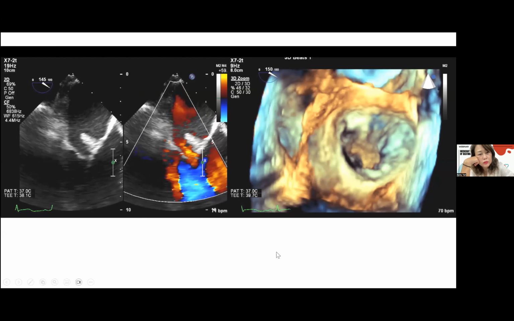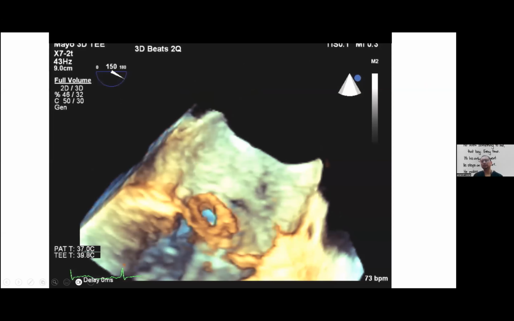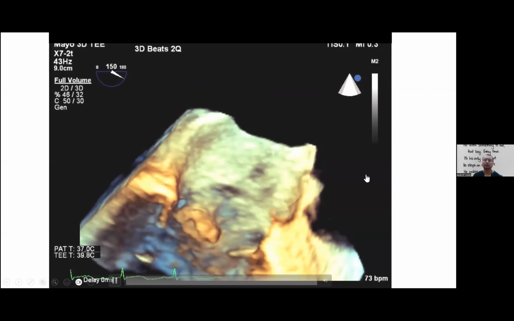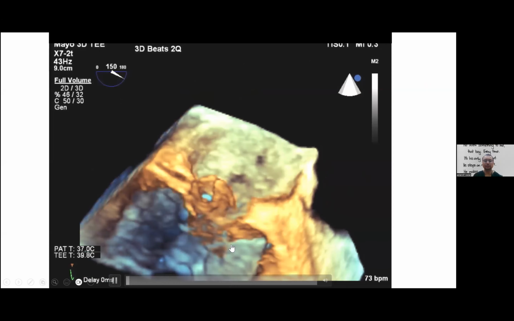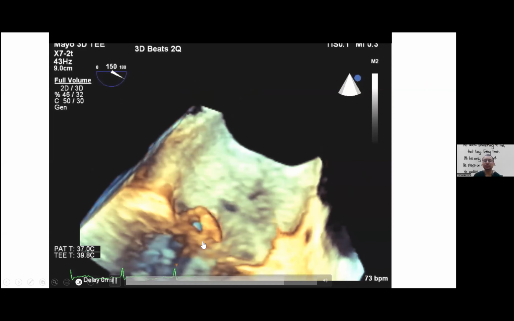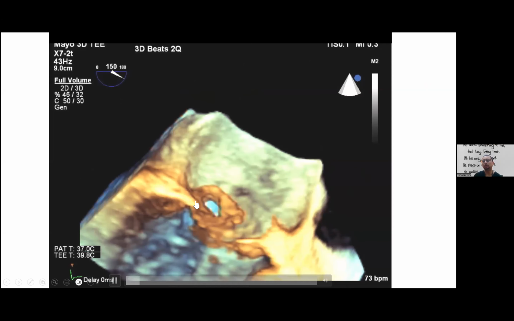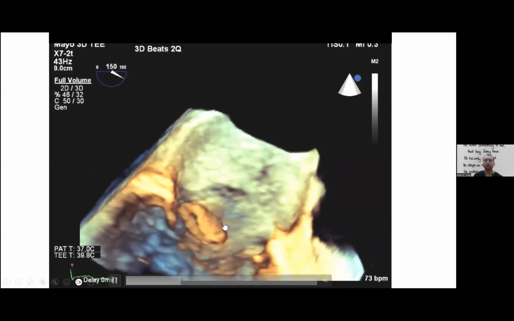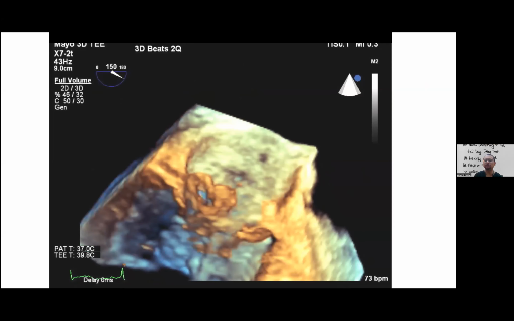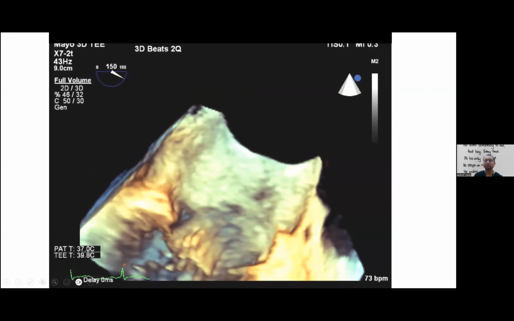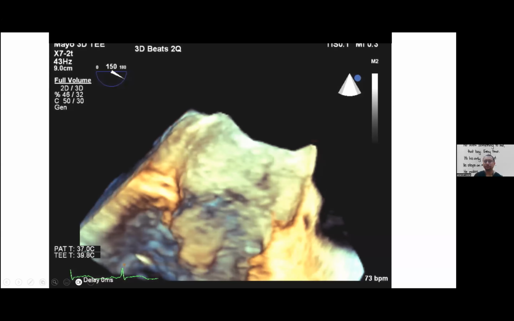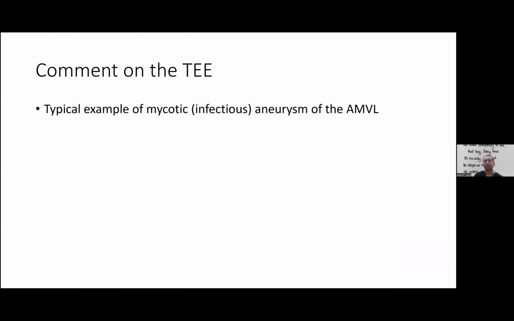And more clearly, if you see here, this is a view from the side of that mitral valve. That's the anterior mitral valve leaflet, and that's the posterior mitral valve leaflet. You can see here the pseudoaneurysm, which looks like a ring because of the infective endocarditis. Basically, if you see this kind of thing in your valve, it is 99% of the time infective endocarditis until proven otherwise. I wanted to show a typical example of what is called a mycotic or infectious aneurysm of the anterior mitral valve leaflet because of infective endocarditis.